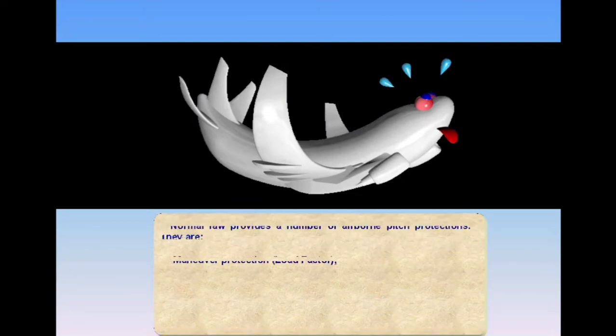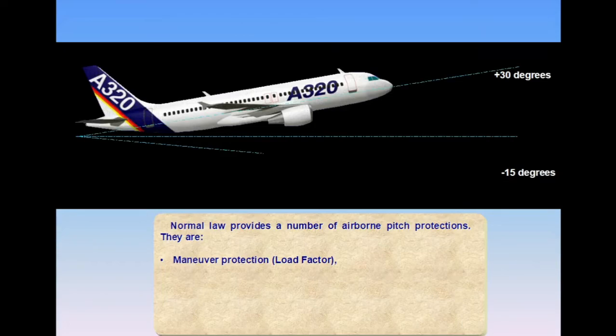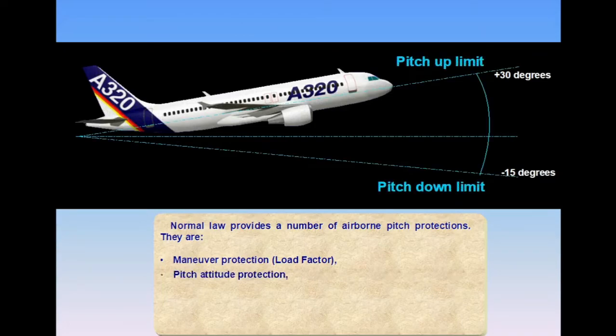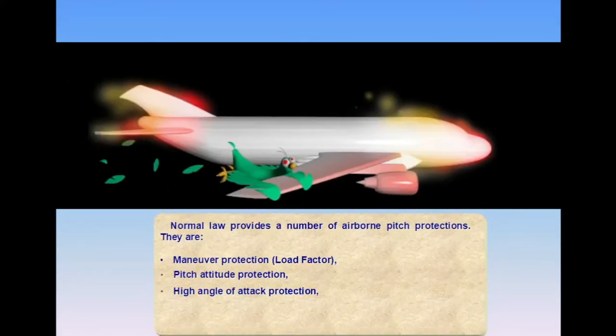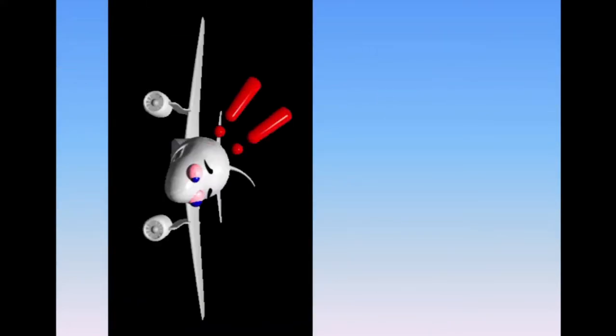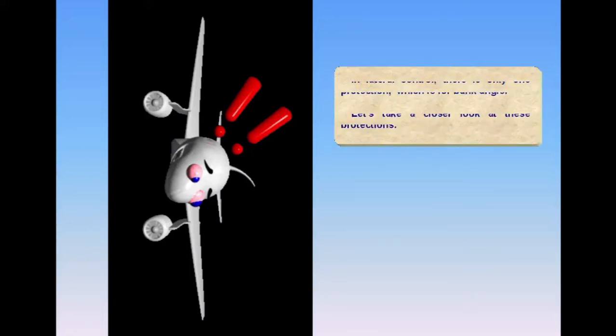Normal law provides a number of airborne pitch protections. They are maneuver protection, load factor, pitch attitude protection, high angle of attack protection, and high speed protection. In lateral control, there is only one protection, which is for bank angle. Let's take a closer look at these protections.